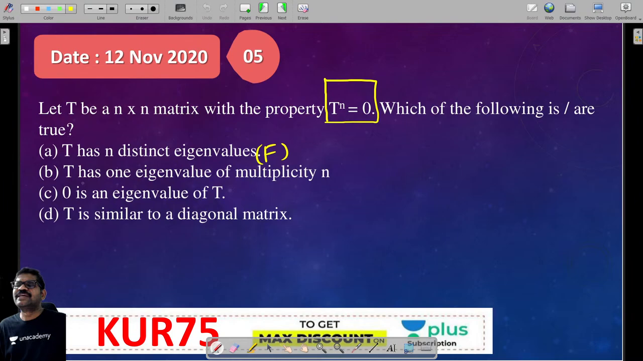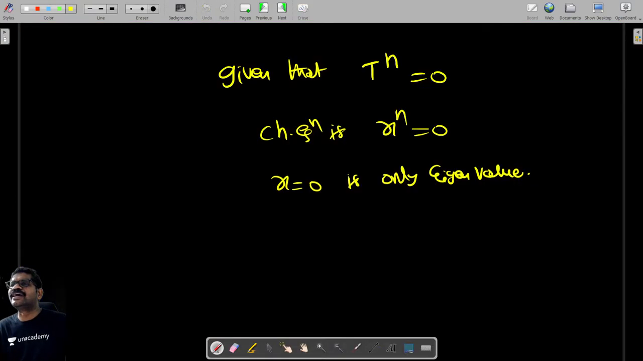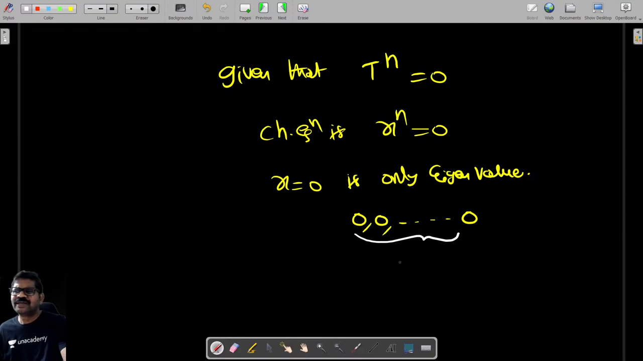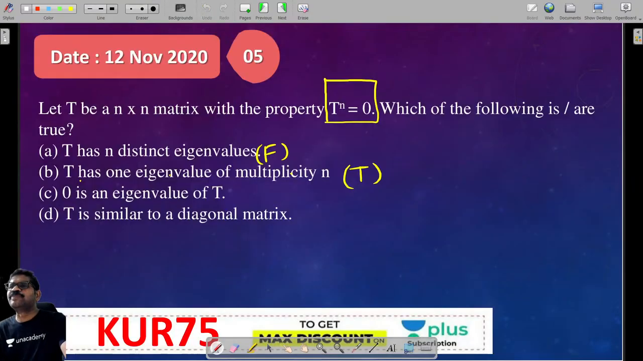Distinct eigenvalues is false. T has one eigenvalue with multiplicity n. It is true because eigenvalues of T are here 0, 0, 0. How many times? N times. Therefore, one eigenvalue with multiplicity n is true. Second option is true. Third option, 0 is the only eigenvalue of T. That is also true because matrix is nilpotent.